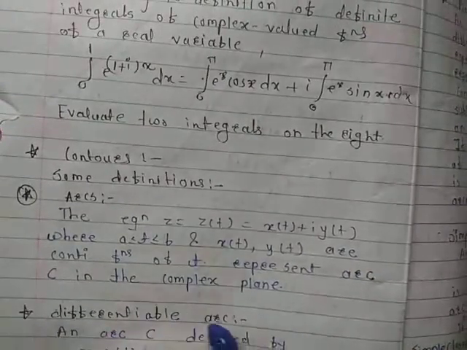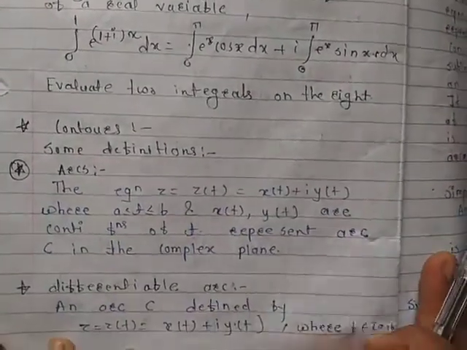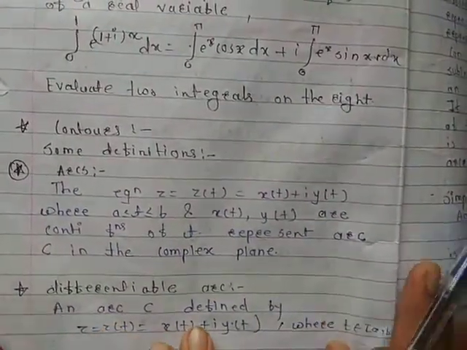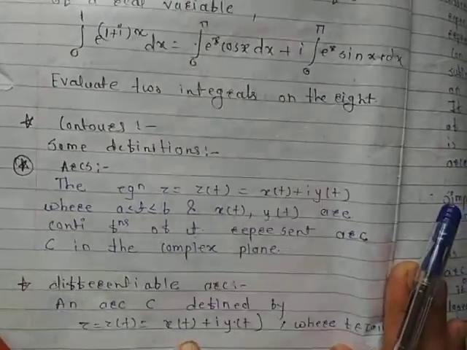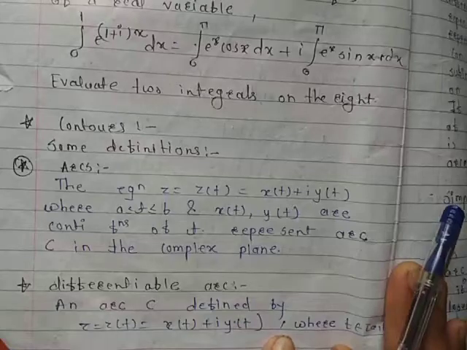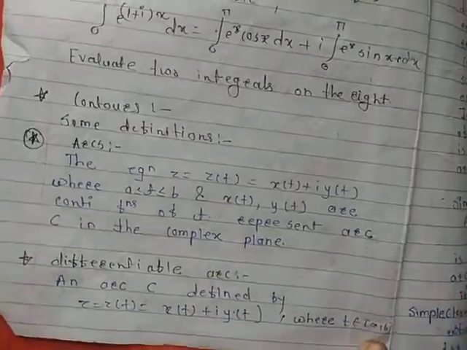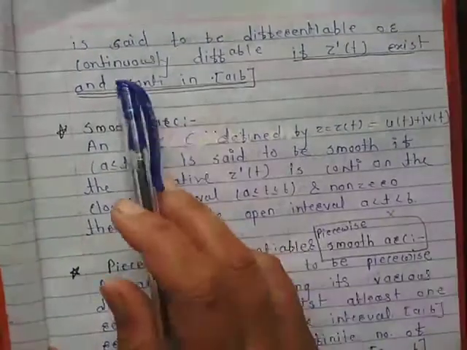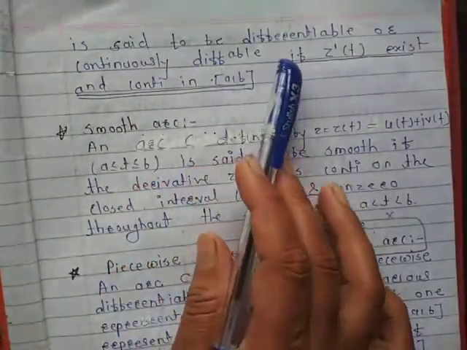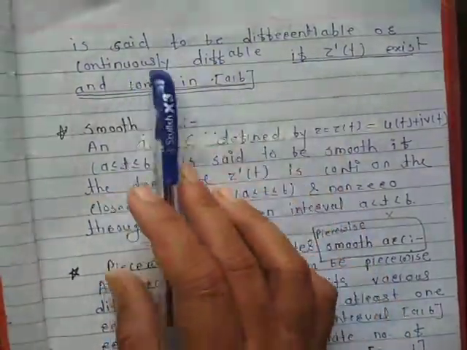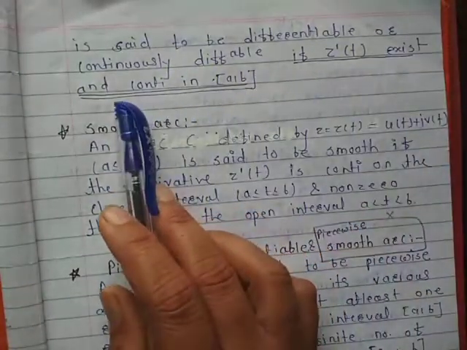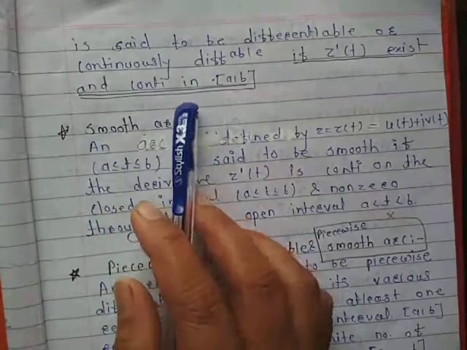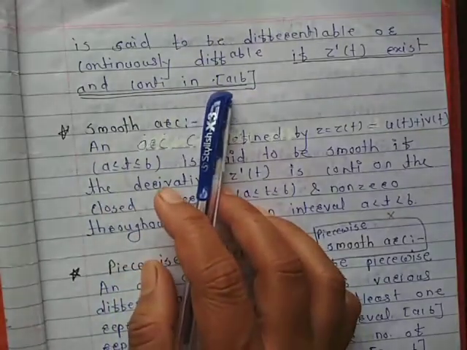Next definition is differentiable function. Okay. An arc C defined by z is equal to z of t, which is equal to x of t plus i into y of t, where t belongs to closed interval ab, is said to be differentiable or continuously differentiable if z dash of t exists and is continuous in closed interval ab.